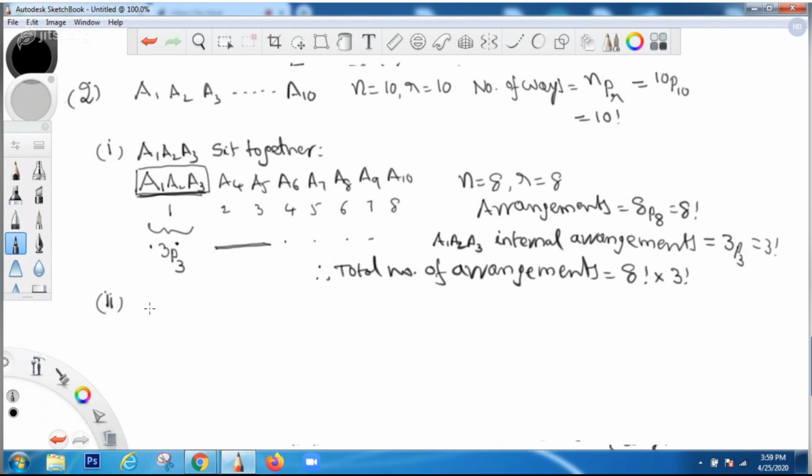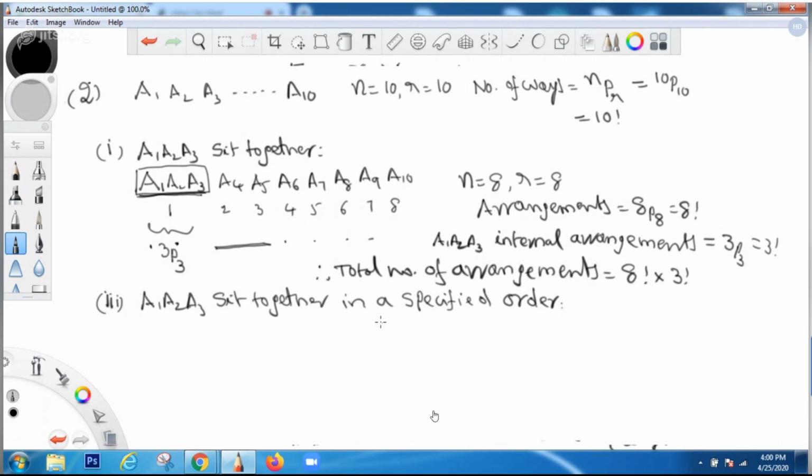Second part of the question is A1, A2, A3 sit in a specified order. Before the second, I go to the third one, which is very similar to this. A1, A2, A3 sit together in a specified order.